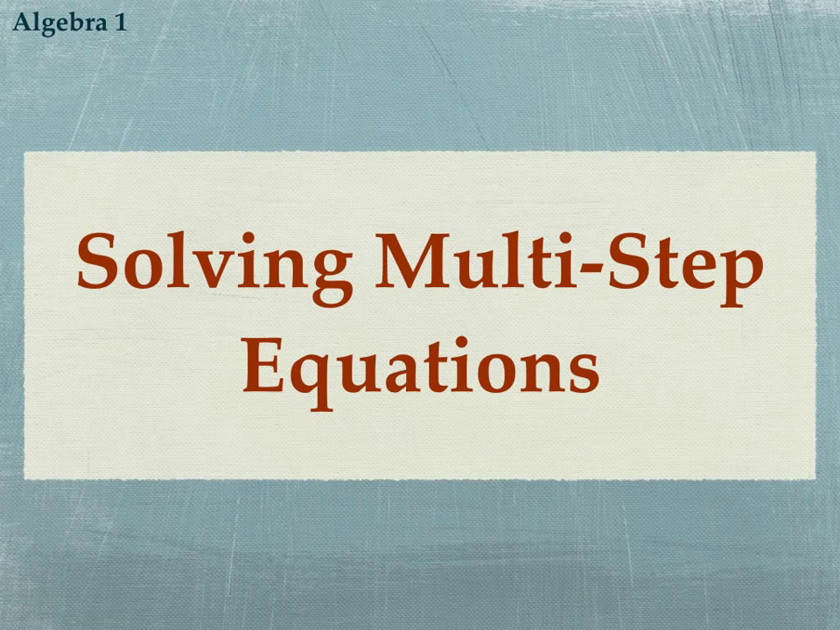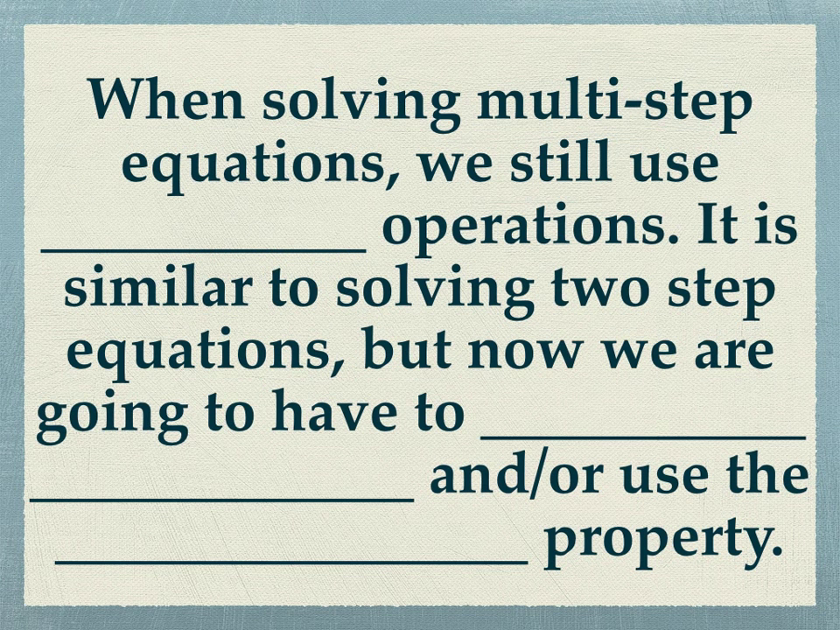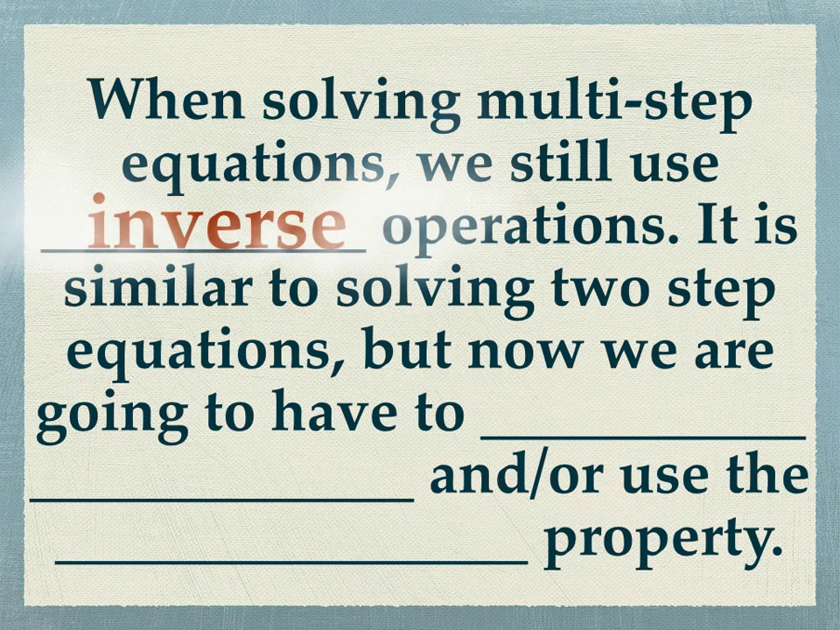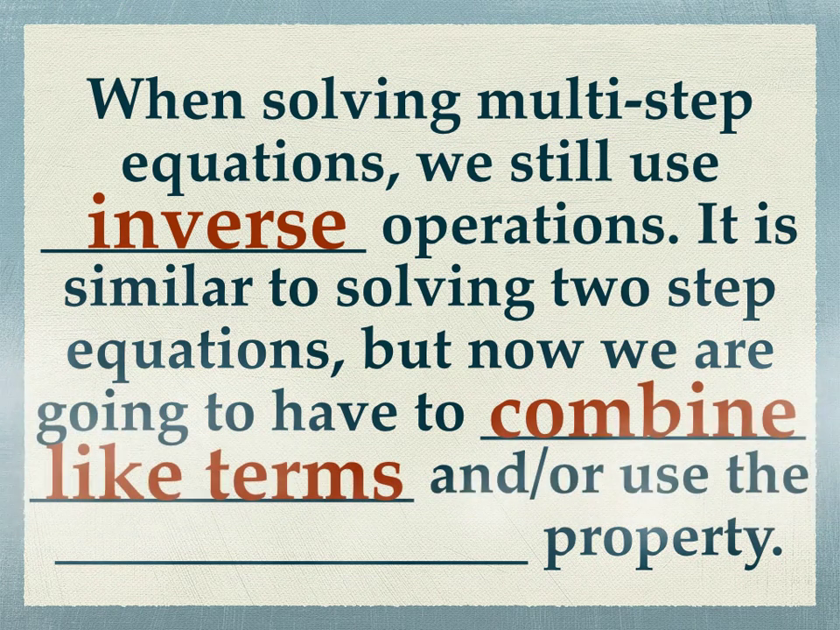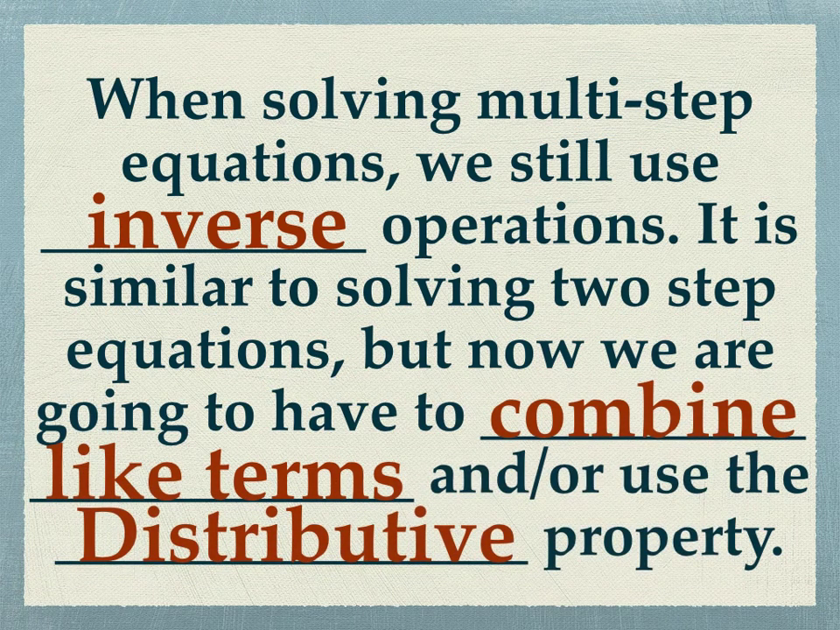This lesson is over solving multi-step equations by combining like terms and using the distributive property. When solving multi-step equations, we're still going to use inverse operations. It is similar to solving two-step equations, but now we're going to have to either combine like terms and/or use the distributive property to solve the problem.